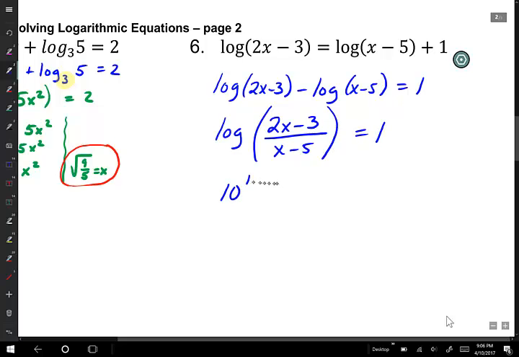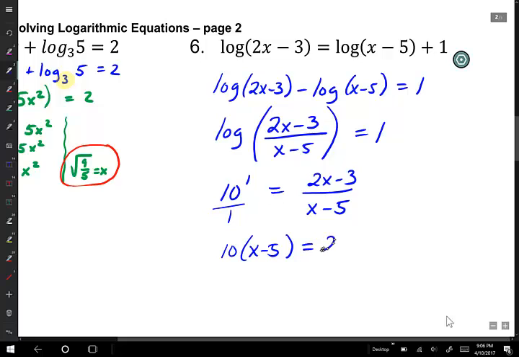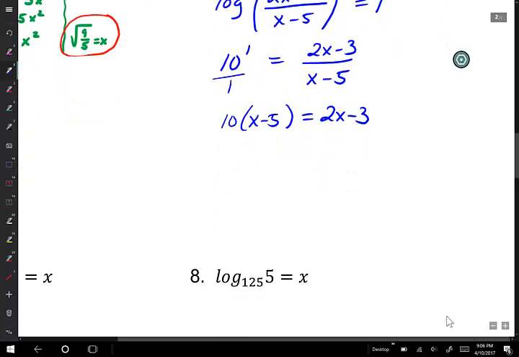That gives us 10 to the 1 equals 2x minus 3 over x minus 5. We cross multiply. That's over 1. So 10 times x minus 5 equals 2x minus 3. At this point, we're just crunching out the algebra. 10x minus 50 equals 2x minus 3. We subtract 2x and get 8x. We add 50 and we get 53. Sorry, we add 50 and we're going to get 47. We divide by 8 and we get 47 over 8.